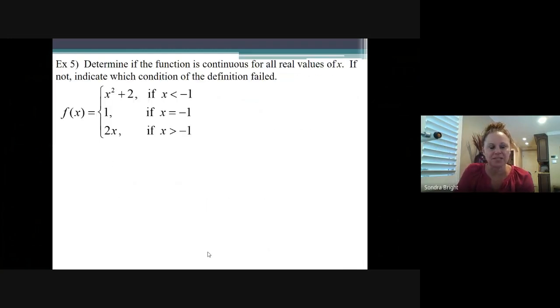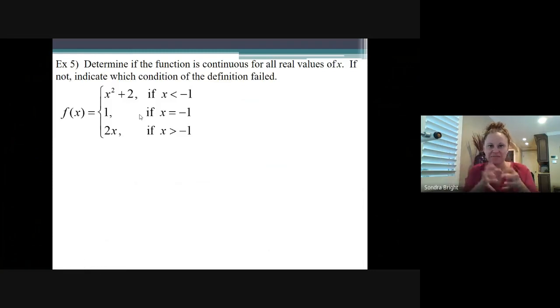Anyway, so, all right, let's look at an example. We're going to determine if the function is continuous for all real values of x. And then if not, indicate which condition of the definition failed. So this is a piecewise function. This is what's most common when we're asking you about continuity and limits and things like that. And if there is an issue, it will show up. Notice that we're giving you different definitions for different pieces. That's why it's called a piecewise graph, right?